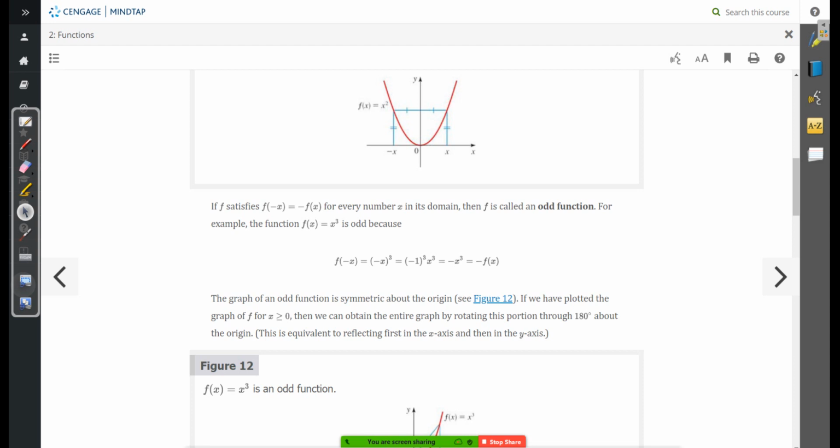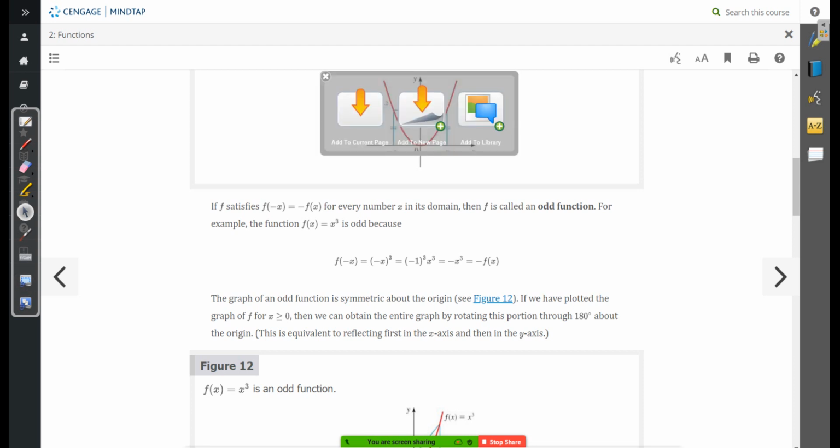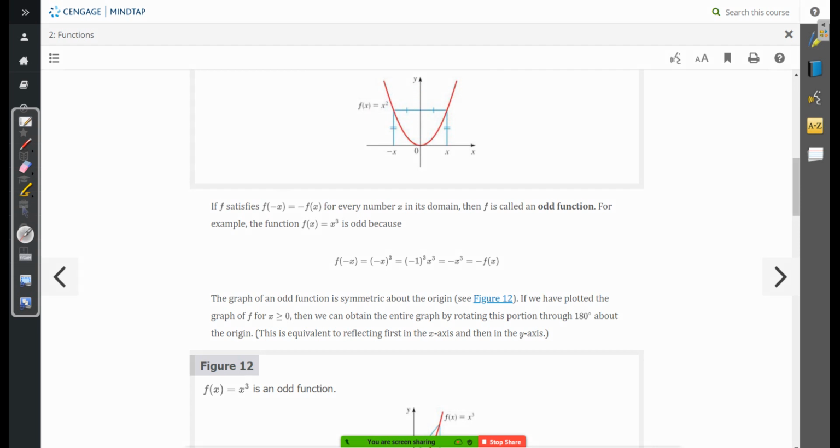Next up, let's look at this. If we plug in a negative x and we get the negative of the parent function back, then we call that an odd function. And an odd function is not symmetric about the x-axis, right? It would be symmetric about what we call the origin.